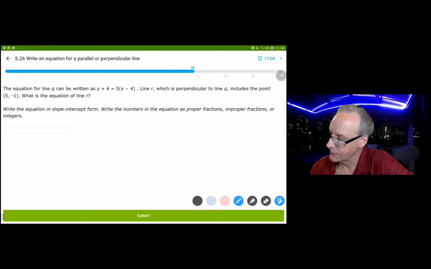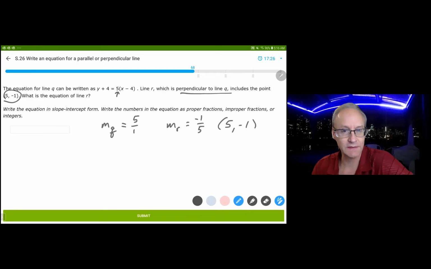Slope-intercept form. We want it perpendicular this time. Here's our slope, which is 5. So if the slope of Q is 5/1, the slope of R that we want is -1/5. And we want it to be perpendicular and go through that point. So the point is 5, -1 we want. It's going to work out nice and even.